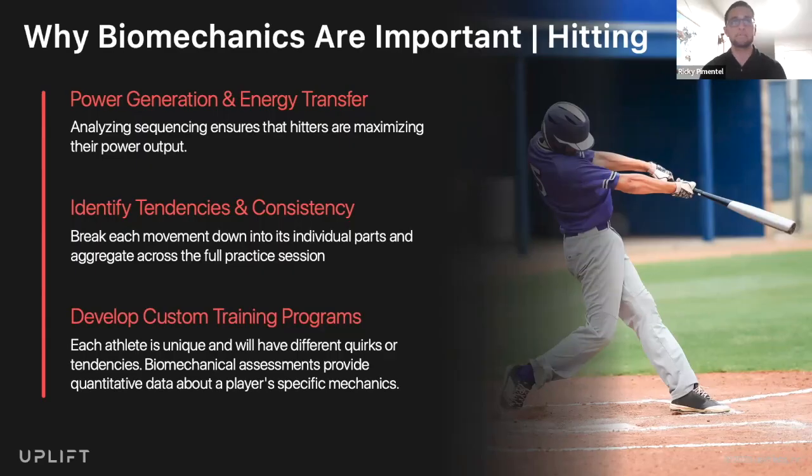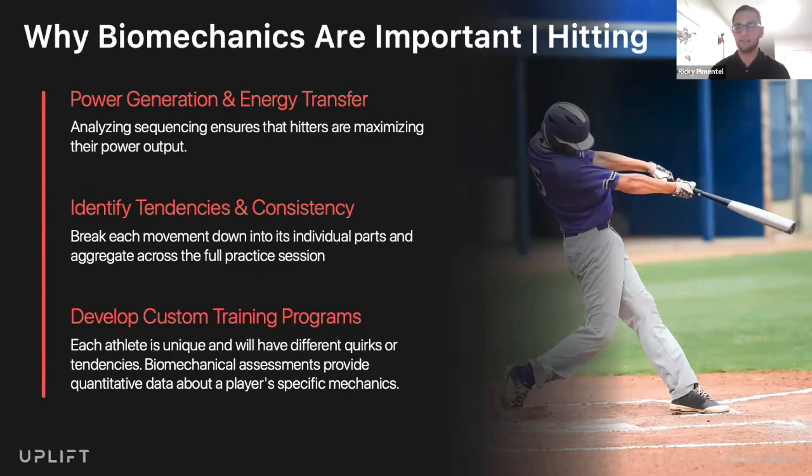Yeah, first we're going to talk about power generation and energy transfer. Hitters want to efficiently generate power and transfer energy from body to bat to ball. And this obviously involves a coordinated sequence from the legs through the pelvis and torso, and finally to the arms and bat. Analyzing sequencing ensures that hitters are maximizing their power output. Uplift provides kinematic sequence for every swing, as well as a number of energy transfer metrics like sway, hip hike, and drifting forward.